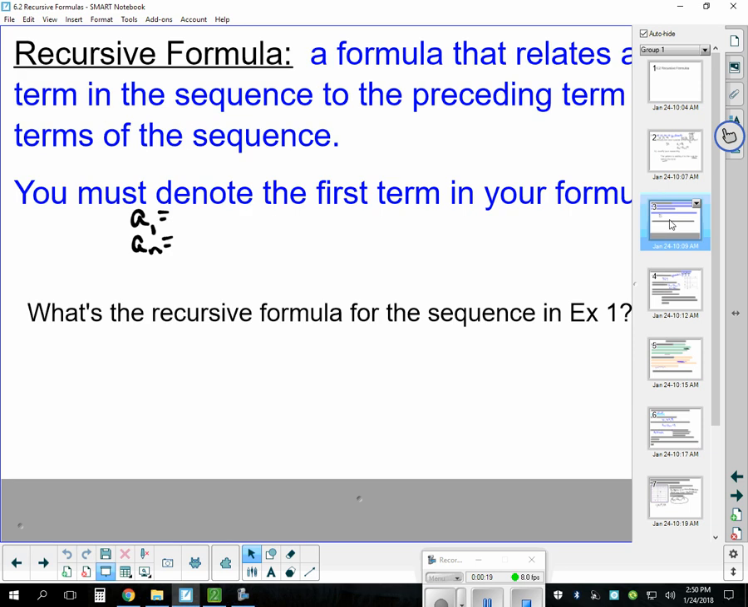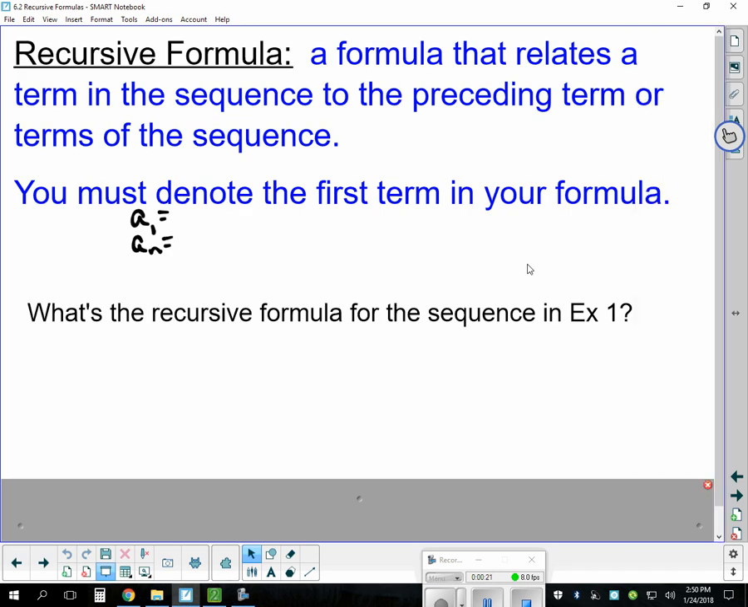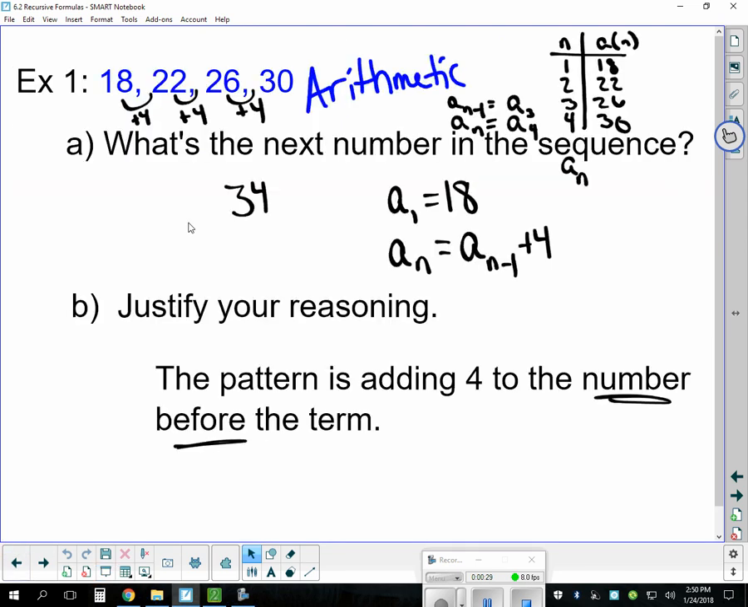and when we first started talking about the recursive formula, I told you that you have to denote the first term in your formula, and then I forgot to do it in all my examples. So the recursive formula for the sequence in example 1, I wrote it right here. Let me use a different color so you can see it. It's right here, but you also need to denote the first number in the sequence.